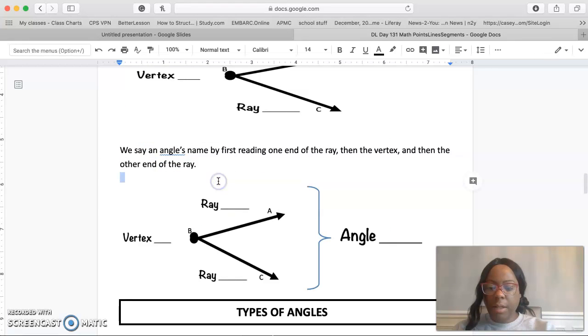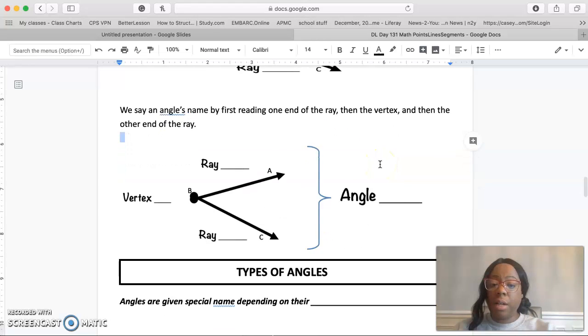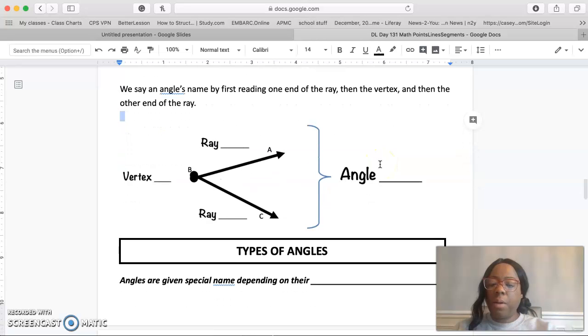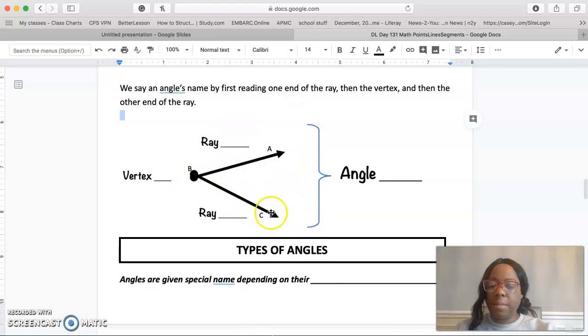So we know that this is a ray because our endpoint is called the vertex. Let's keep it moving. All right, we say an angle's name by first reading one end of the ray, then the vertex, and then the other end of the ray. So if I were to look at this angle that we have right here, I'd say that this is angle ABC.